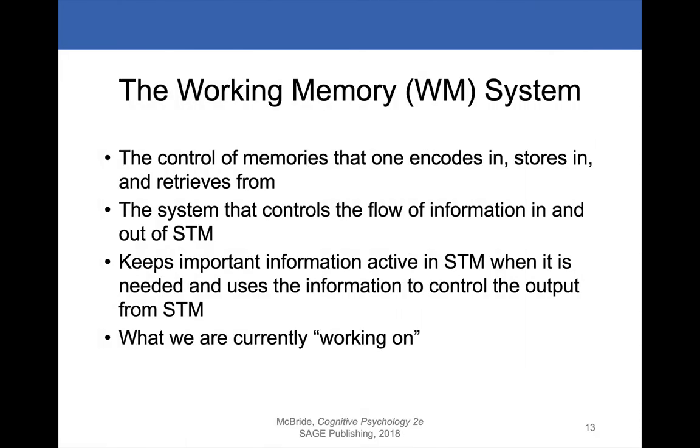Working memory. Let's talk a little bit about the working memory system. Working memory is one system that has been proposed to control the memories that one encodes in, stores in, and retrieves from short-term memory. Okay, so it's all the stuff that you retrieve out of short-term memory. Another definition of working memory describes it as a system that can control the memories that we're currently, quote, working on or operating on in our minds.